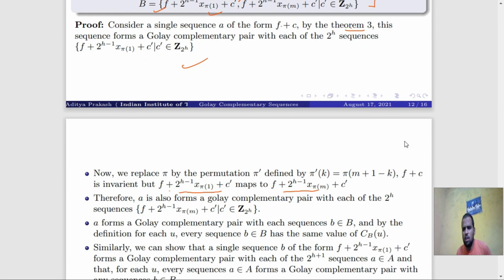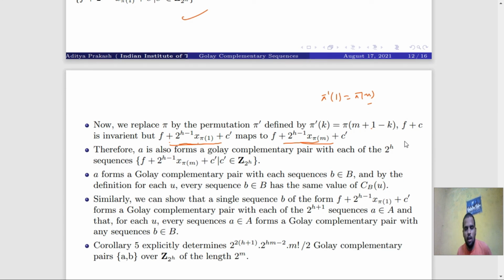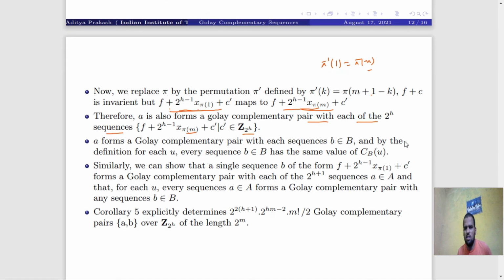Simply you just put k equal to 1 and what you get is m plus 1 minus 0 minus k. So that means pi dash 1 is pi m. So this maps to this. Therefore, a also forms a duality complementary pair with each of the 2 to the power h sequences a plus 2 to the power h minus 1 times pi m plus c dash, where c dash belongs to j to the power h.